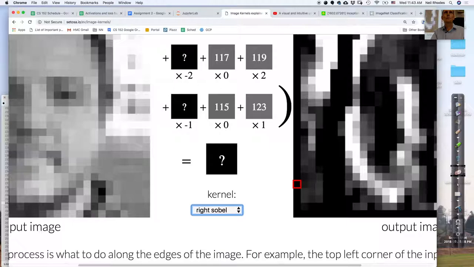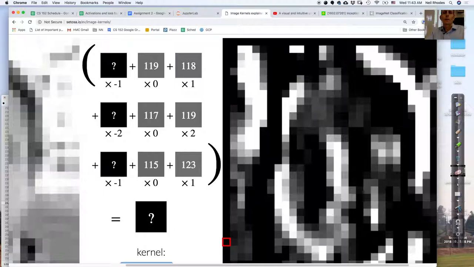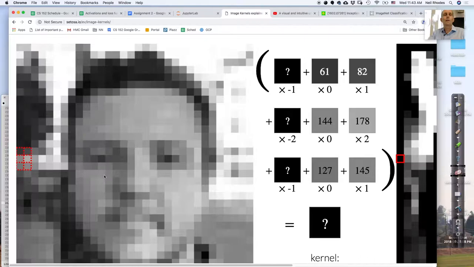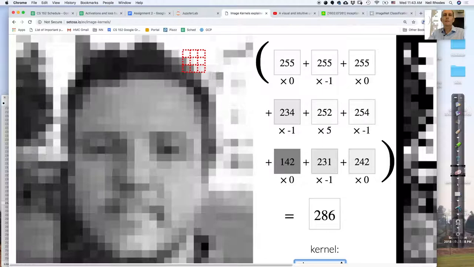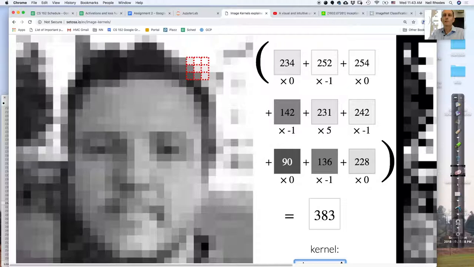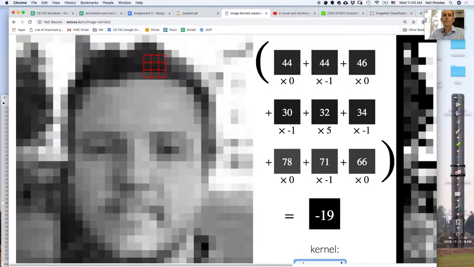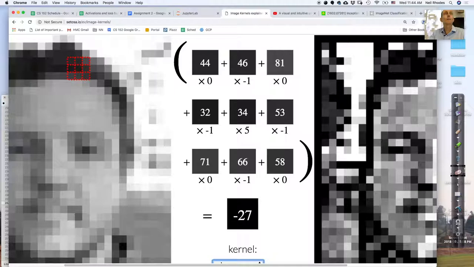Oh, yeah, let me look at that. So let's see, let's go back. We got our sharpen, which has negatives, and let's say we want a black one. There we go. There's a negative. It looks like here it's pinning it to zero. Okay. So basically, yeah, it's doing a ReLU afterwards, pinning it to zero.